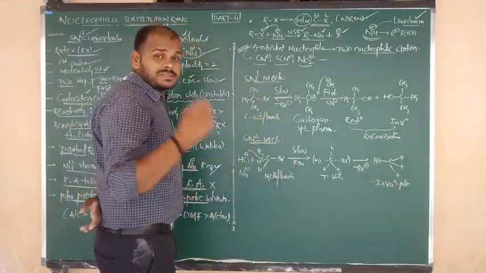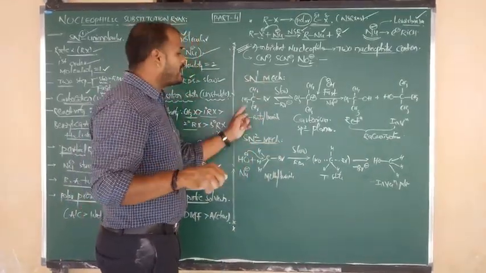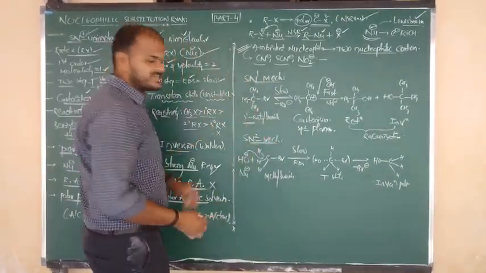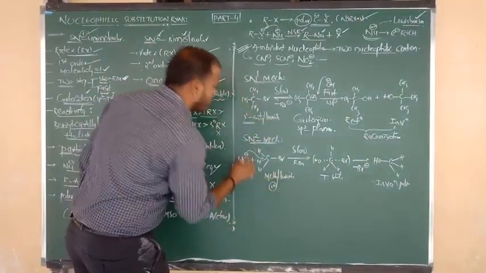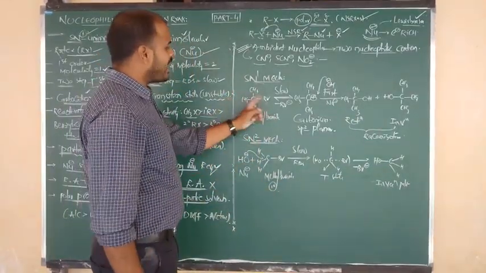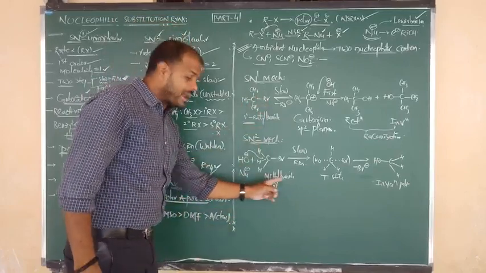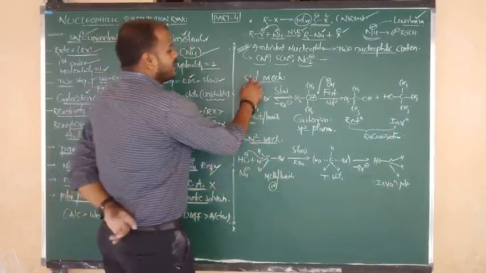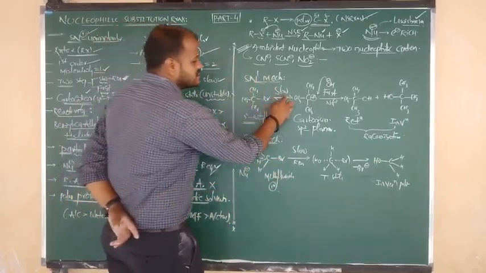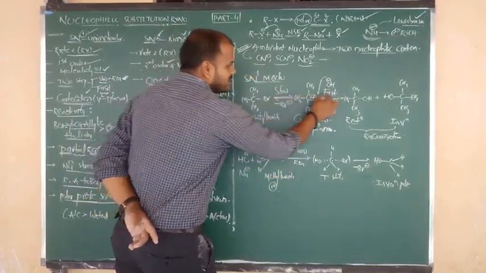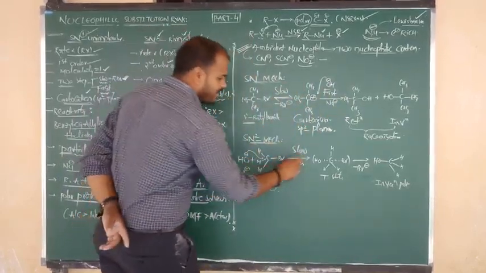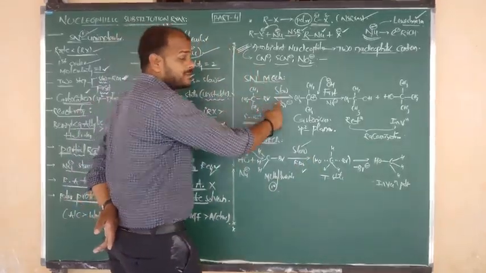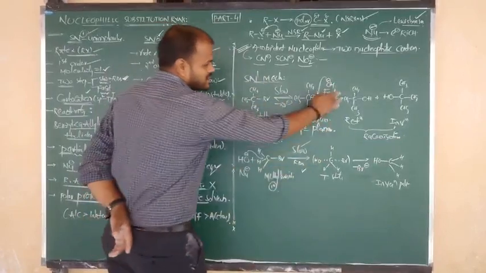In SN1 mechanism, bulky alkyl halides, tertiary alkyl halides, are more reactive, and simple alkyl halides are more reactive in SN2. Tertiary alkyl halide means tertiary butyl bromide. For primary alkyl halide, simply we can say methyl halide or methyl bromide. Good. In SN1, how many steps are there? Two steps: slow step and fast step. But in SN2 only one step, the slow step, or we can say rate determining step.